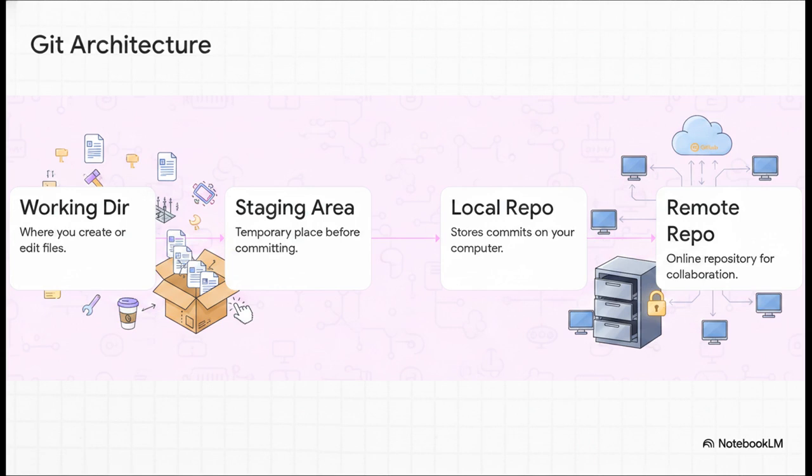This is basically your active workbench, where you create or edit your files. Second is the staging area. You can think of this as a temporary prep zone, kind of like a shipping box, where you pack only the specific files you actually want to save. Third, we have the local repository. This is your personal filing cabinet that securely stores your commits right there on your computer.